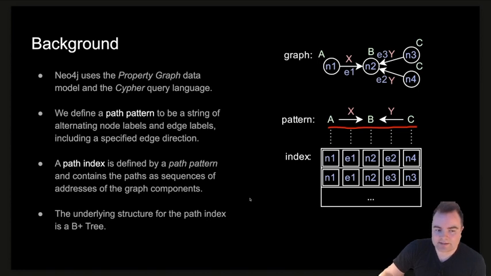Now, how do we define path indexes? The path index is defined by a path pattern, the one that I just described. Essentially, the path index contains all the paths in a graph that are defined by this pattern. We store such an index, where the key is going to be the pattern, and we implement it as a B+ tree in the Neo4j database.